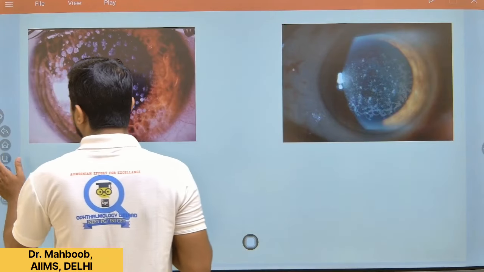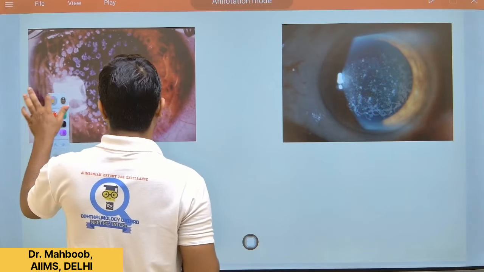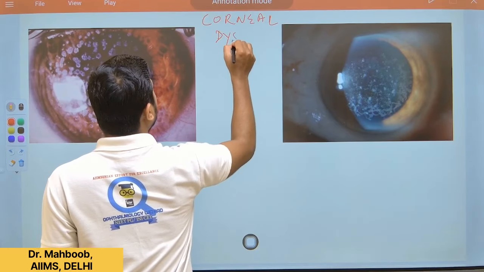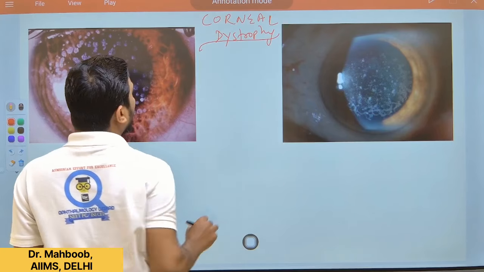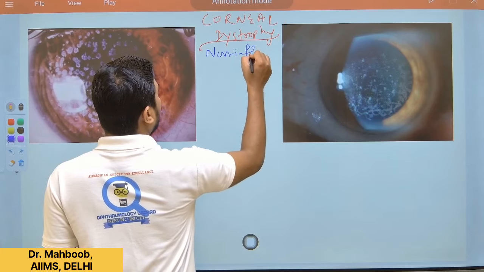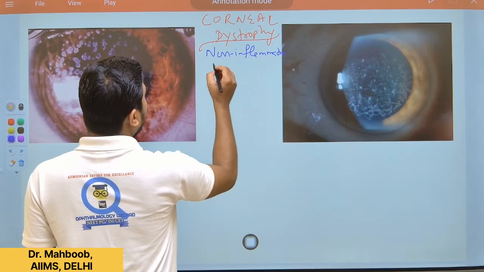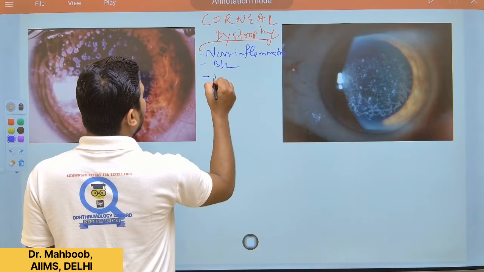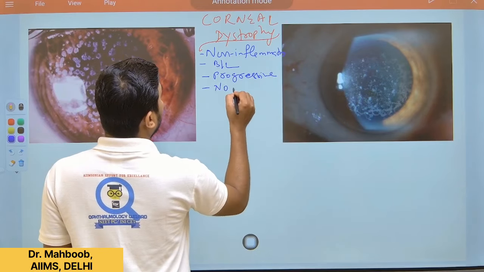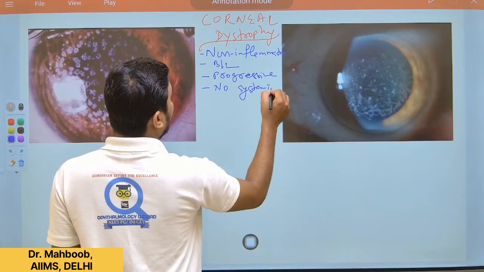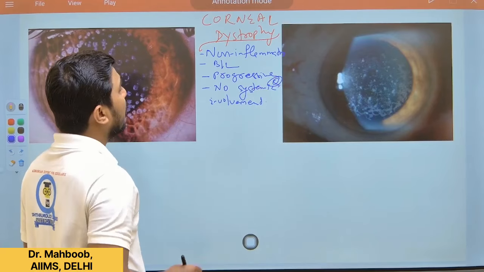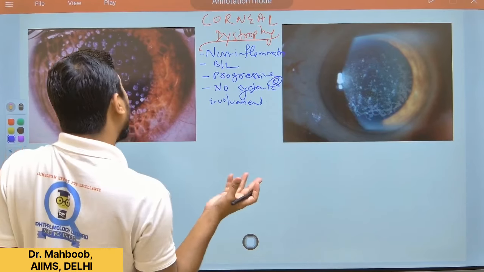Both of these things are nothing but corneal dystrophy. We are talking about corneal dystrophy, right? The features of corneal dystrophy: they are non-inflammatory, bilateral, progressive, and have no systemic involvement. So no systemic involvement and being bilateral are features. So these two are the important things.